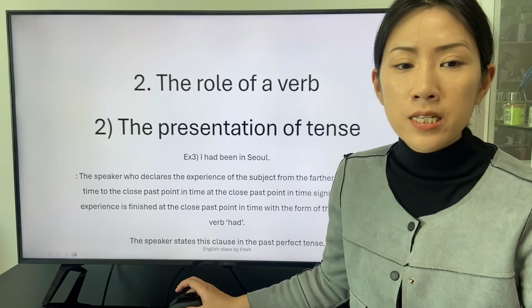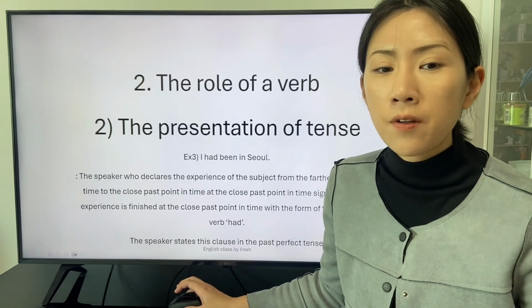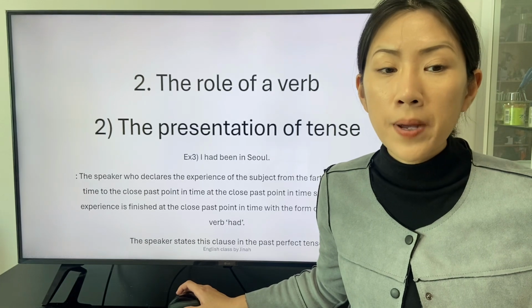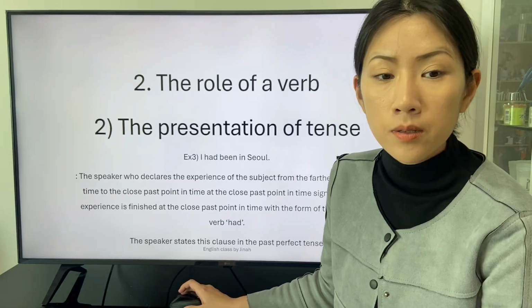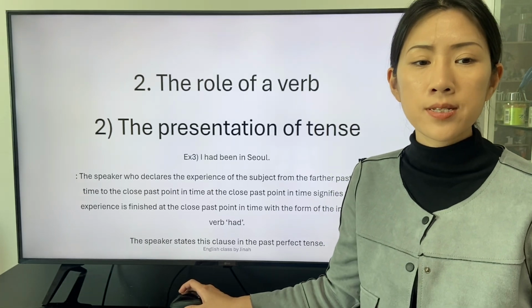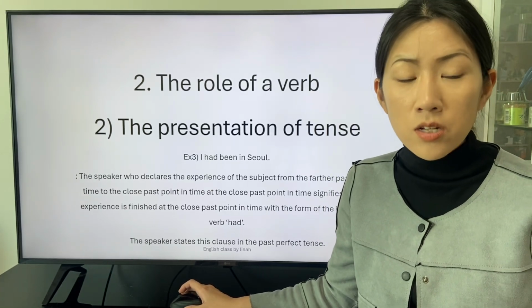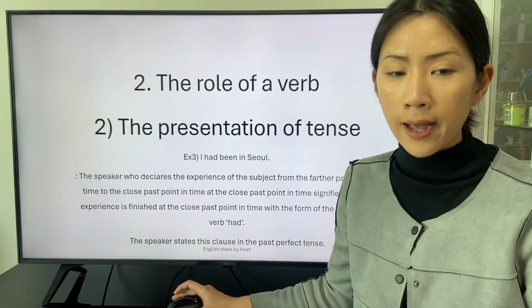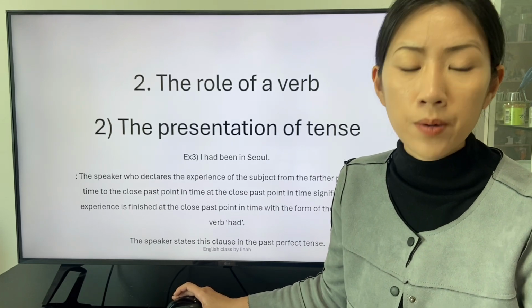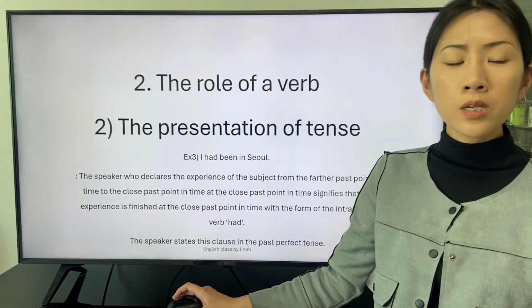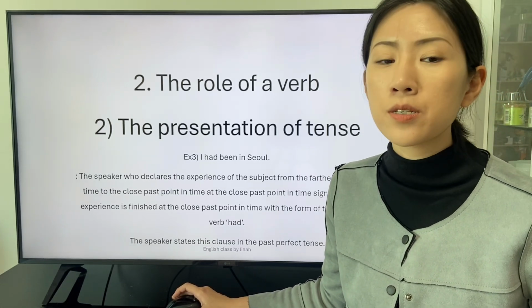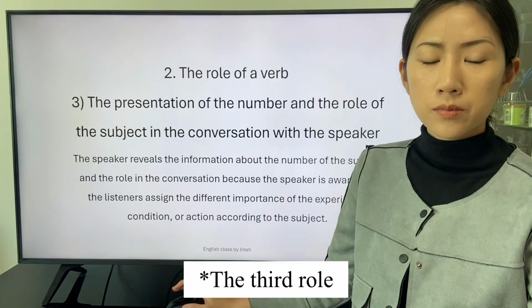The speaker declares the experience of the subject from the past point in time to the close past point in time. The close past point in time signifies that the experience is finished at the close past point in time with the form of the intransitive verb had. The speaker states this clause in the past perfect tense.